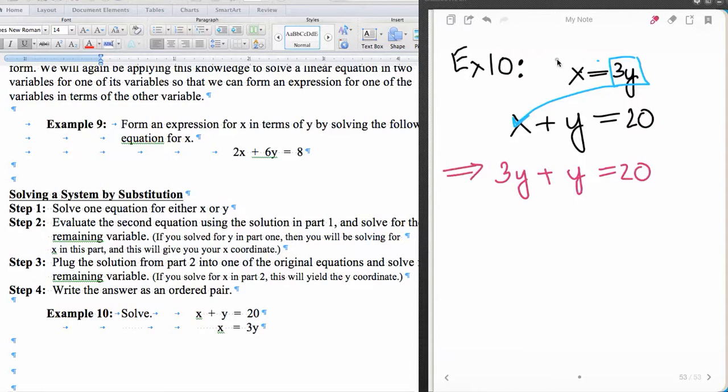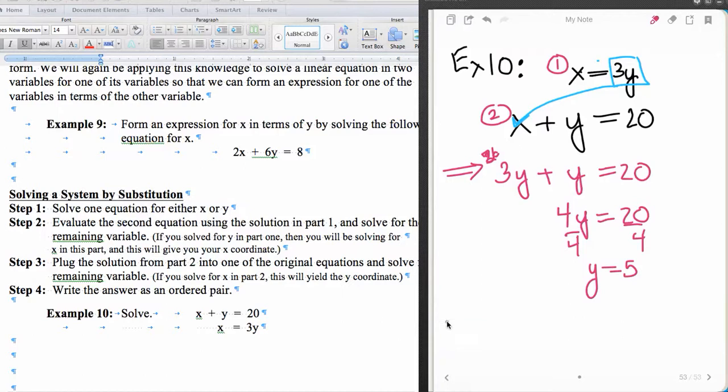So you see step 1 here was already done for us, and then step 2 was to evaluate the second equation, and we're going to solve for the other variable. So this is step 2b here. So we're just going to say 4y is equal to 20, and then multiply by the reciprocal on both sides. And now finally, we know what y is equal to, and y is equal to 5.